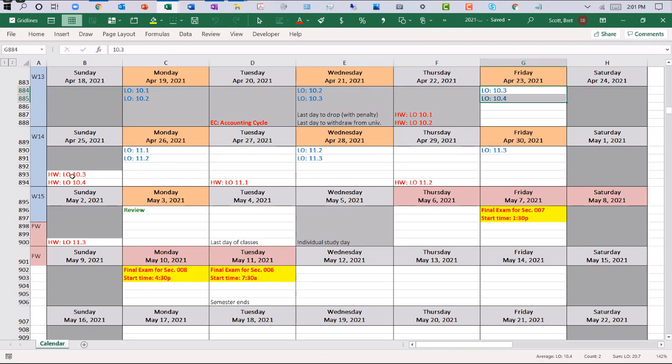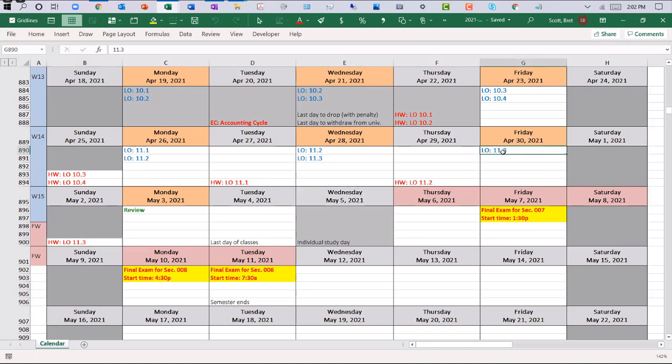Homework 10.3 and 10.4 are going to be due on Sunday, so make sure that you have that on your calendar. Then we're going to pace out the remaining homework assignments. The final homework, 11.3, is due not this upcoming Sunday, but the following Sunday, May 2nd. The last day of classes, I believe, is May 4th, but we're going to have a review. We'll probably be able to start a review next Friday.